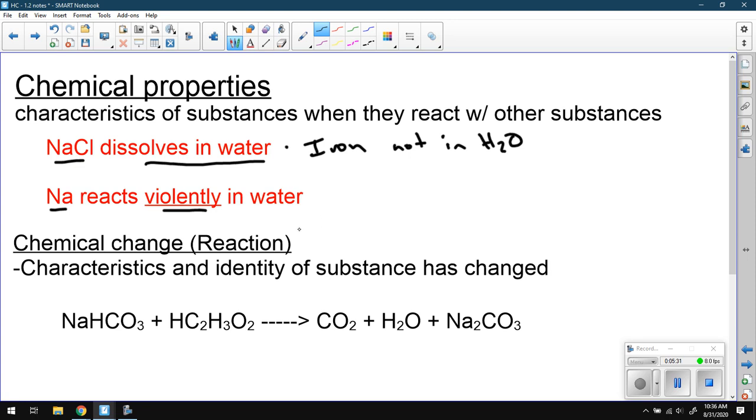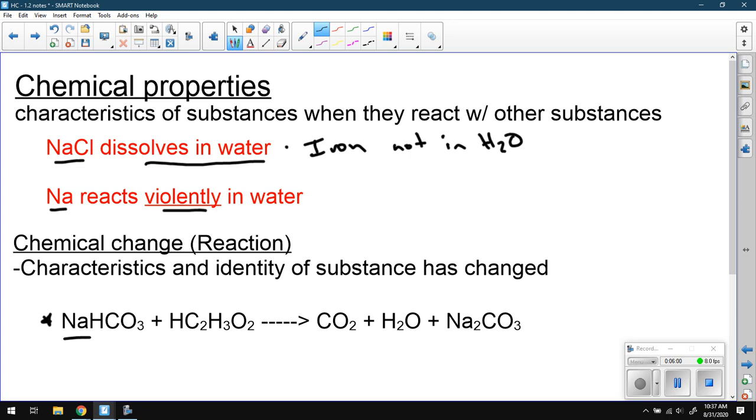All right. So then a chemical change. A chemical change is when we have a substance or multiple substances and they react together and cause those chemicals to change into something new. So we've completely changed the characteristics and identity of the substance. This reaction right here, you've probably seen several times in science class, probably in elementary class too, because it's a pretty simple reaction that you can do.